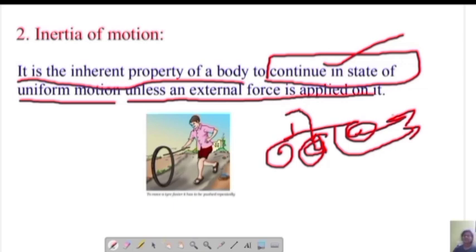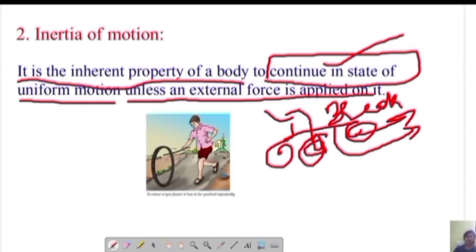That is, if the body is in a state of motion, it will remain in a state of motion until you apply an external force. So to stop the bicycle, what will you do? You will apply the brake. When you apply the brake, the bicycle may stop, but will the bicycle stop suddenly? No. It goes a little ahead and then stops. When it stops like that, what happens to your body? About that I will tell you in the coming slide.